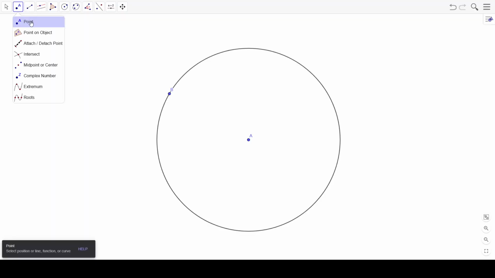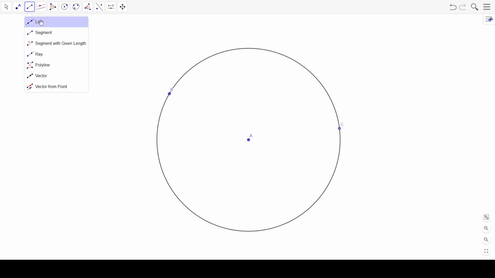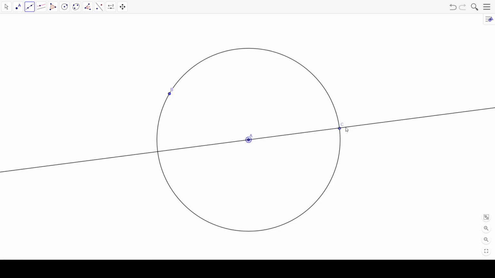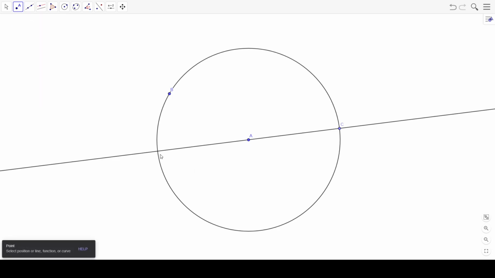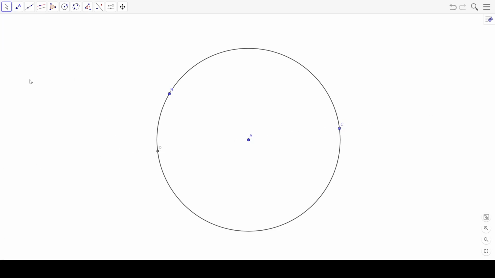So let's visualize that real quick. We'll take a point on the circumference of this circle and we'll draw a straight line connecting the center to that point. And then we'll mark over here the point on the circumference opposite. And then I'm going to hide this line and make it just a line segment connecting those two points.